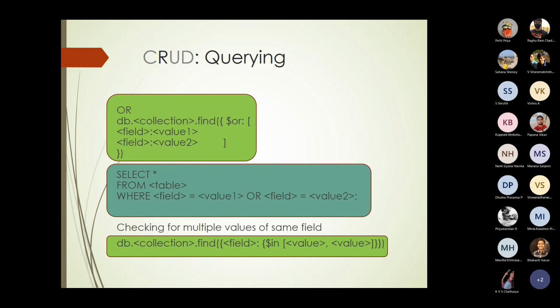And this is like, from a group of values you wanted to figure out if any one of the values is appearing for that particular field, then you can do db.collection.find field and then colon, and then the curly brace starts $in, square brackets. You are giving different values. This time you are separating them using comma.